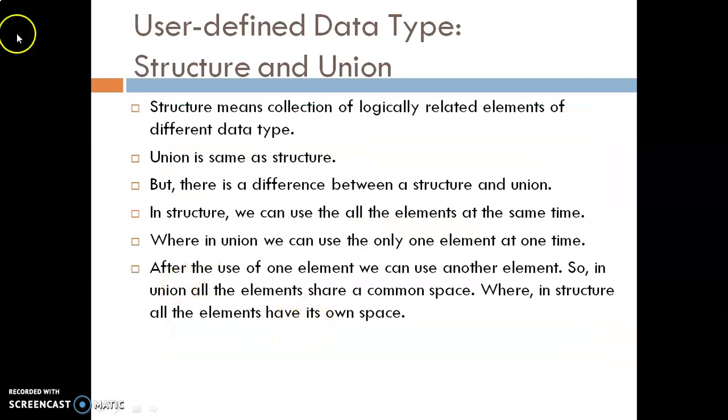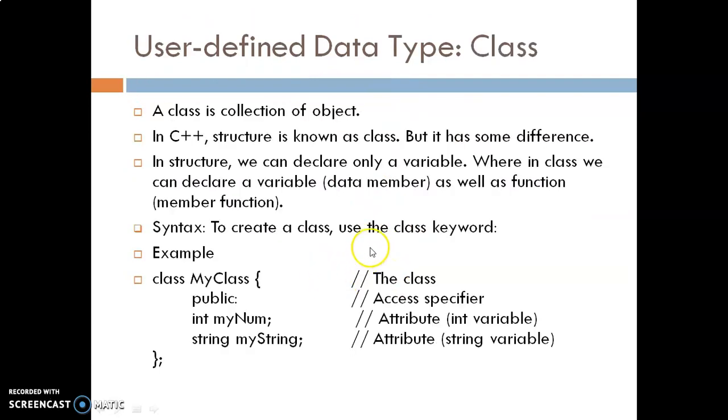User defined data type. Among the list of user defined data types, you will see structure and union. You all have learned about structure and union in C also. The most important user defined data type here is class. That is a new feature that we are getting here in C++. So a class is a collection of objects. In C++, structure is known as class.